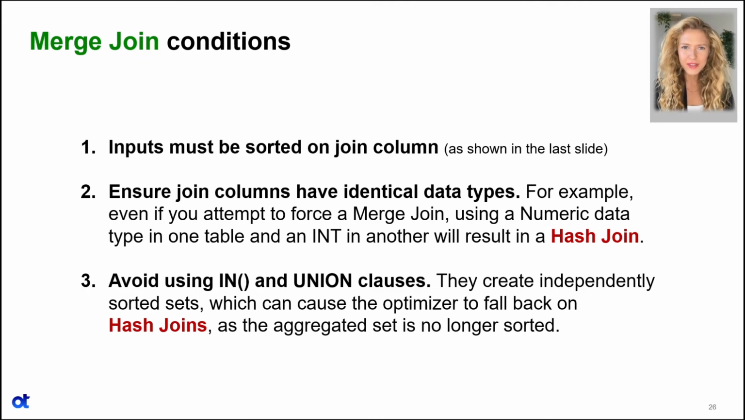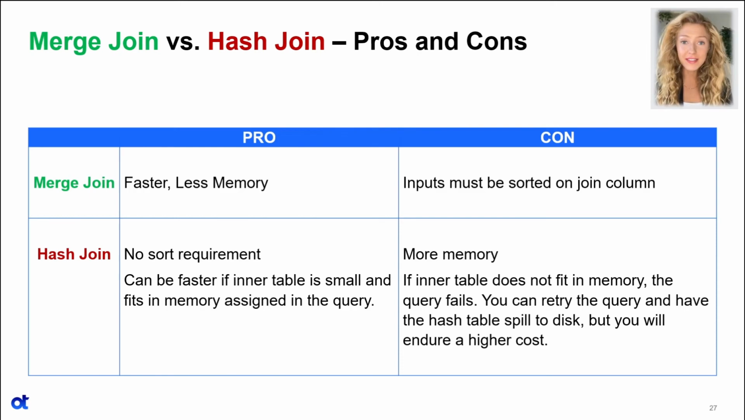Let's summarize what we've learned in this pros and cons comparison. Merge join is generally faster and more memory efficient, but it requires the input tables to be sorted on the join column. Hash join doesn't require sorted inputs and can be faster if the inner table is small enough to fit in memory. However, it consumes more memory and may fail if memory is insufficient, potentially causing costly disk spills.